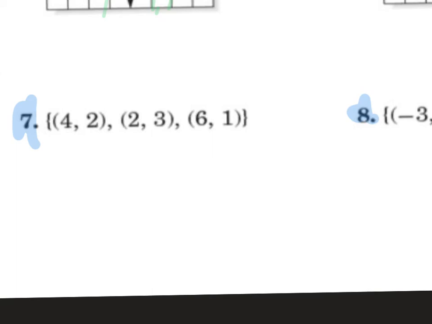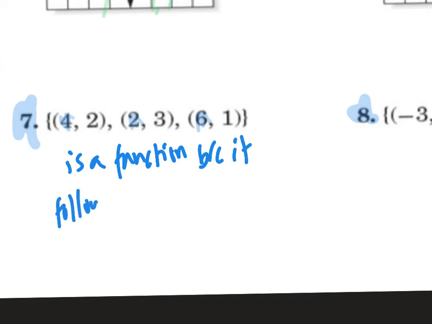Once again, we want to think back to our method of determining whether a set is a function or not. I want to see whether or not our x values are repeating. So my x values over here are 4, 2, and 6, right? Those don't repeat, so this is a function, because our x values don't repeat. And when our x values don't repeat, that means that it follows the definition of a function.